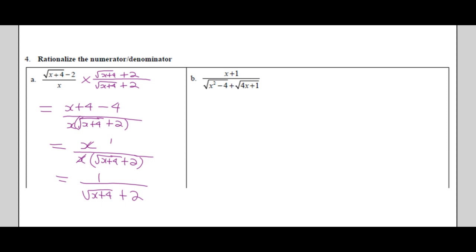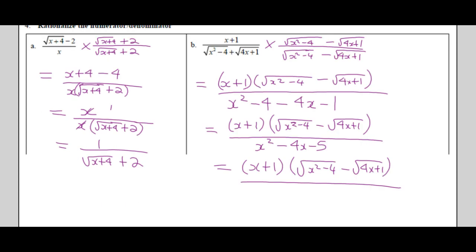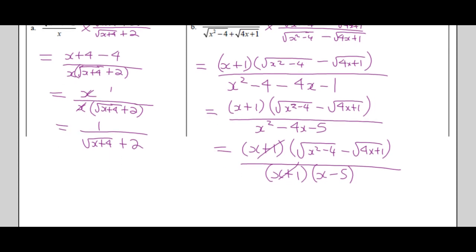You want to give that a shot? Yeah, you do. Let me try. I'm just going to fill in a little bit here. Okay, so the thing you're going to multiply by is the conjugate of this, which is square root x squared minus 4 minus square root 4x plus 1, right? Top and bottom. Multiply that out, multiply this out. This is going to factor, and one of the factors will be x plus 1, so they're going to cancel off. And the other one is x minus 5. You check the x squared minus... Yeah, okay, good. Cross that off, and here we go.